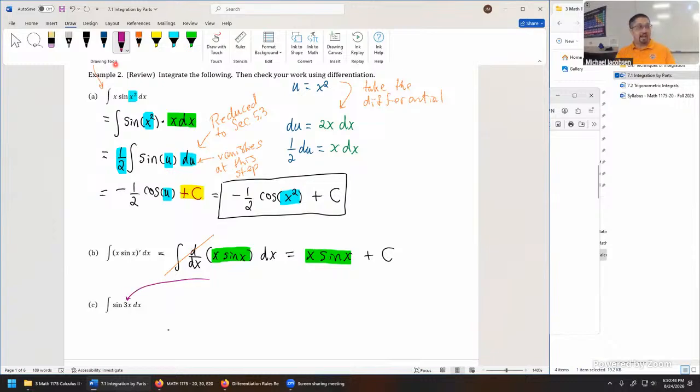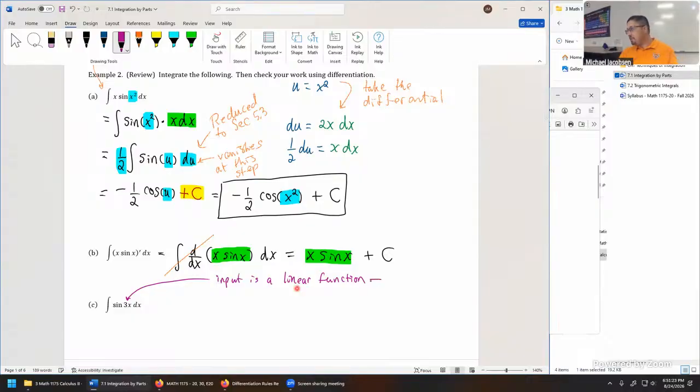If the input to sine, or e to the x, or the square root of something, is a linear function, it sounds strange, but it really is highly encouraged to skip U substitution. It's a lot of steps on the side, a lot of steps running through the process. But if it's linear, there is a very fast way to solve this in just one shot. So that's what we're going to do.